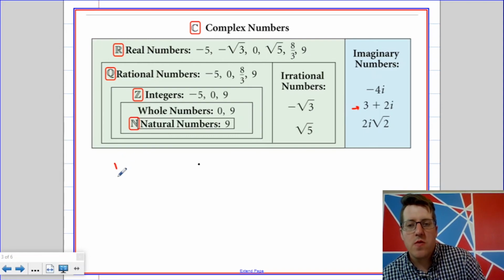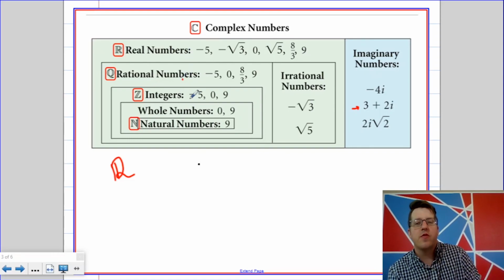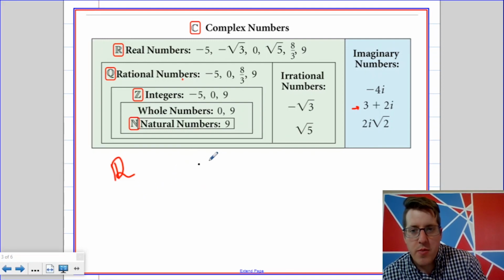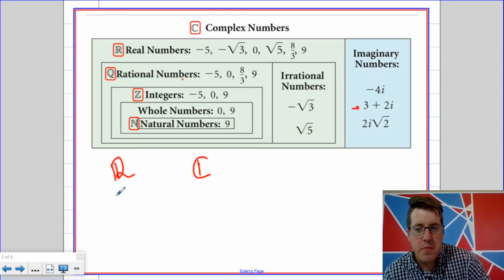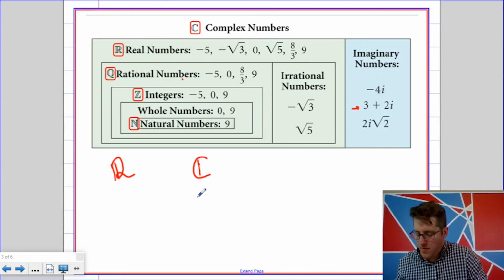The real numbers are the rational numbers and the irrational numbers. And since integers are rational numbers, they're included. And since natural numbers are integers or rational numbers, they're included too. So we mainly talk about either the real numbers or the complex numbers when we're talking in this class. The real means anything that doesn't have an imaginary part, and the complex numbers are anything that do have an imaginary part.